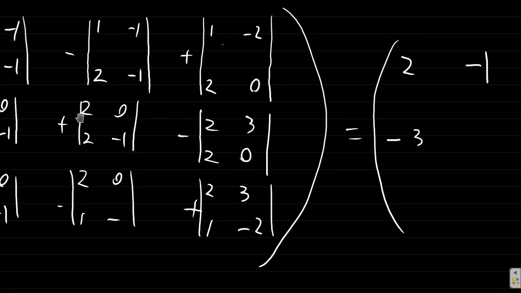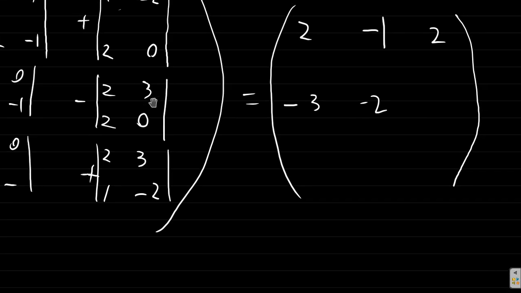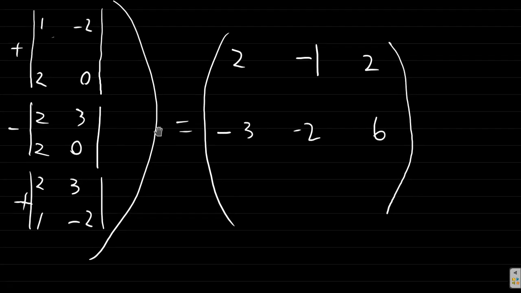Then this is a positive. Negative 2 minus 0, which is negative 2. Then negative what now? 2 times 0 minus 3 times 2 is negative 6, so negative negative 6 is going to become a positive 6. Alright? You should ensure that you're following.